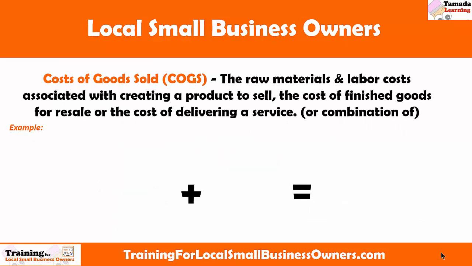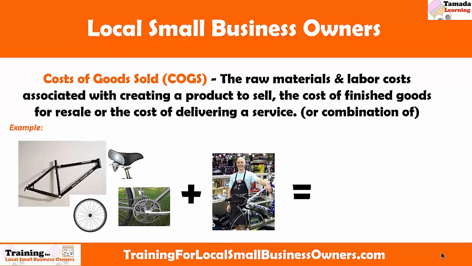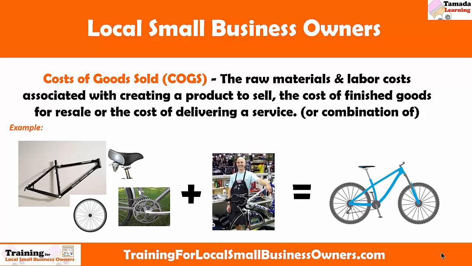Cost of goods sold, also known as COGS: the raw materials and labor costs associated with creating a product to sell, the cost of finished goods for resale, or the cost of delivering a service. Now let's take a better look at this to make it make sense. If you take all the bicycle parts, that would be part of your cost of goods sold, plus the labor it takes to assemble the bike, and eventually you get the bike. So the cost of goods sold would be the parts and the labor.